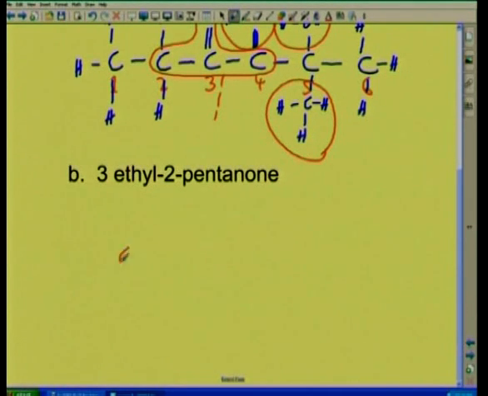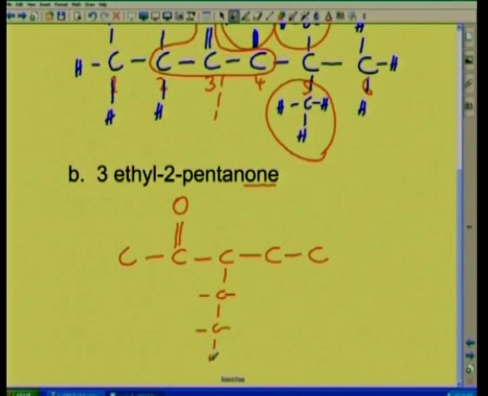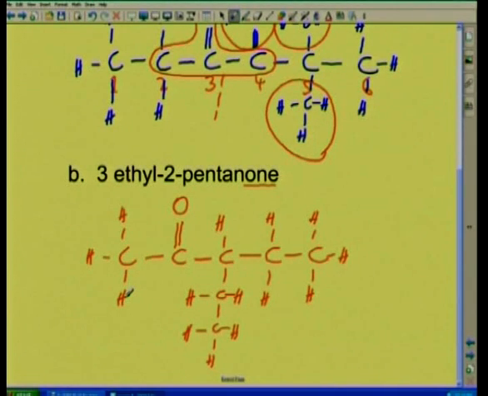Pentanone means 5, so I must have 5 carbon atoms. On carbon number 2, I will have my carbonyl. So let me put it there. I can put it here, I can put it over there, but this is my second for now. Then it says 3-ethyl. If this is number 2, then this one, number 3, will have an ethyl group. That's the ethyl group. And therefore the rest will be hydrogen, hydrogen, hydrogen, hydrogen, hydrogen, hydrogen, hydrogen. So that's what we have there.